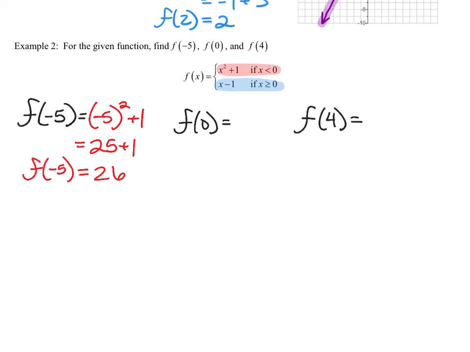F of 0, you'd want to plug it into the second part of the equation because that's where it's defined on its domain. So we know that f of 0 is equal to negative 1. And last but not least, f of 4 is also within the blue domain, the second part's domain, because x is greater than or equal to 0 there. So we know that f of 4 is equal to 3. Woohoo! Moving right along.